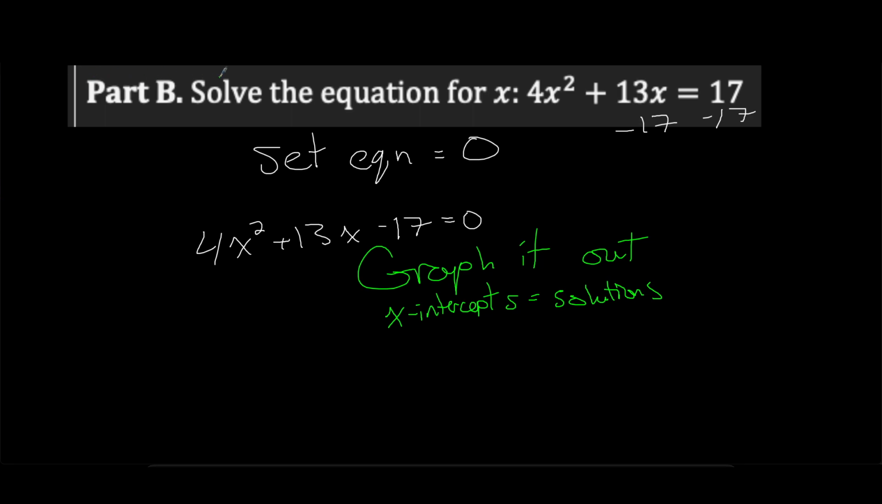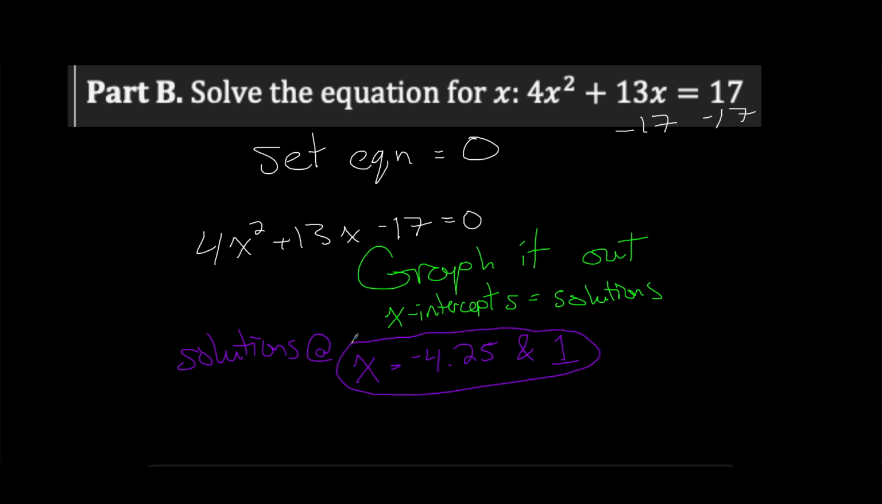So we would say we have solutions at x equals negative 4.25 and positive 1. It's again super simple. Be able to identify that for yourself.